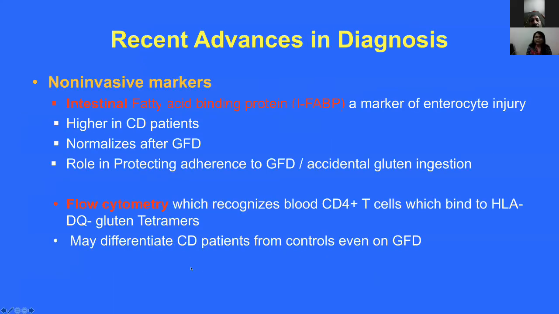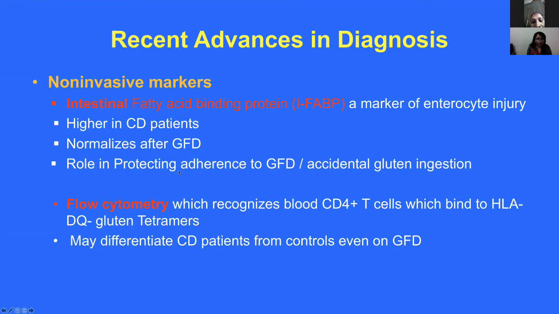Some of the recent newer tests have come in patients with celiac disease. They are intestinal fatty acid binding protein, I-FABP. This is basically a marker of enterocyte injury. This is seen at a higher level in patients with celiac disease, which normalizes after a gluten-free diet.